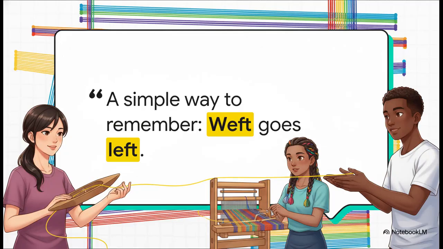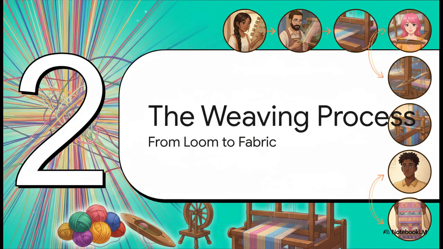place. And hey, if you're trying to keep those two straight in your head, here's a really simple trick. Just remember that the weft goes left and right, of course. It's that horizontal thread that travels back and forth. It's a silly little mnemonic, but you know what? It works. Okay, so we've got the what, warp and weft. Pretty simple, right? Now let's get into the how.